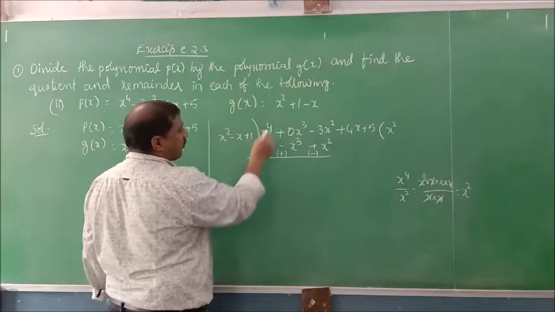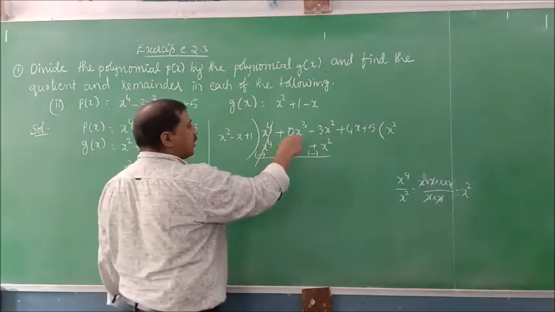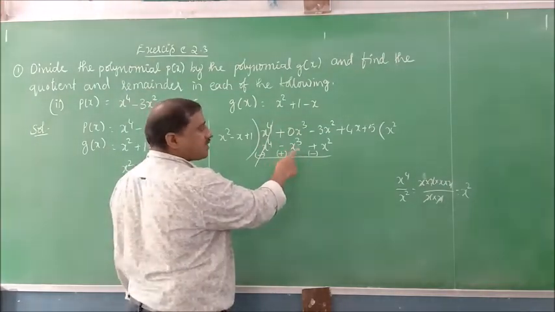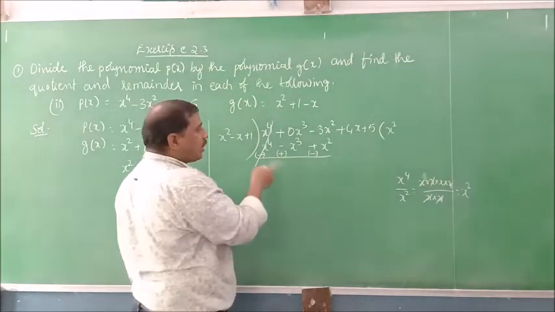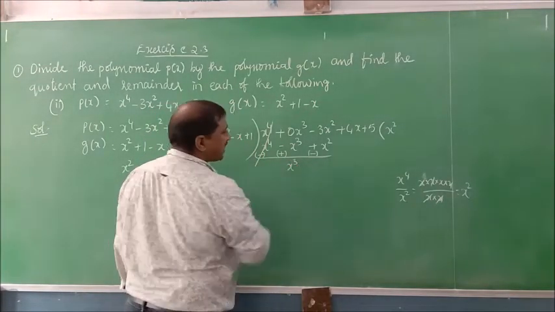So x power 4 minus x power 4 are cancelled. Plus 0 x cube plus x cube. 0 plus 1 x plus x cube is plus 1 x cube. So 0 plus 1 is 1. So we get it as 1 x cube or simply x cube.